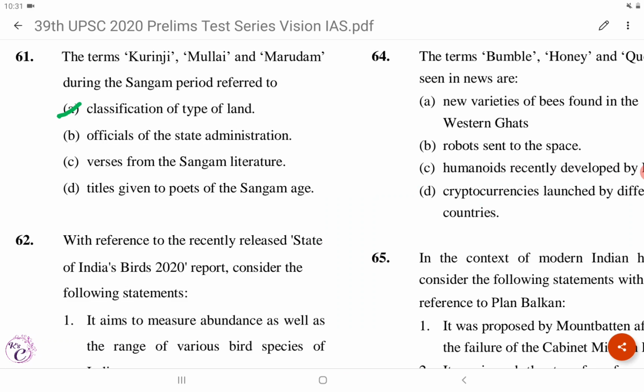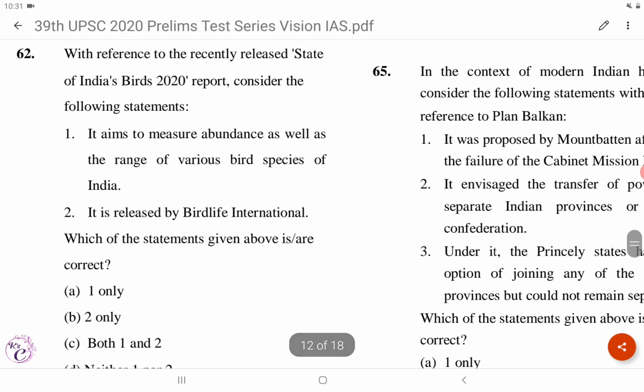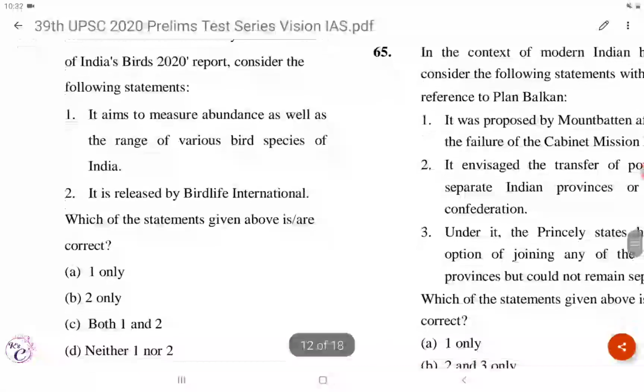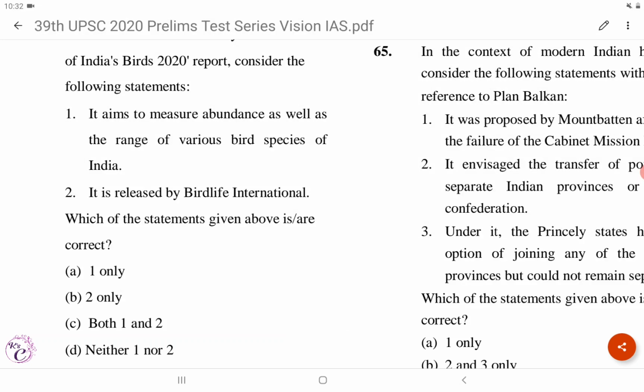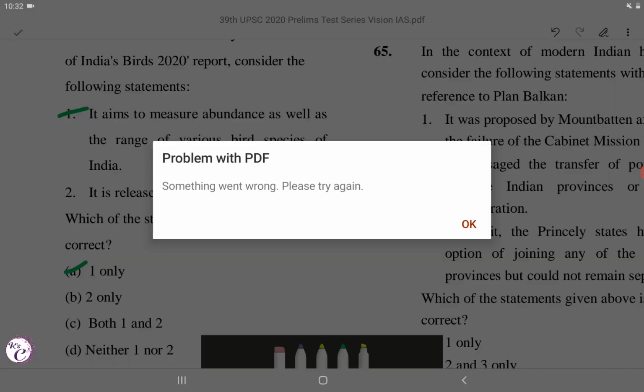Now let's come to question number 62. With reference to the recently released State of India's Birds 2020 report, consider the following statements. Number 1: It aims to measure abundance as well as the range of various bird species of India. Number 2: It is released by BirdLife International. Which of the statements given above is or are correct? So the correct answer is A, that is 1 only. So only the first statement is correct.